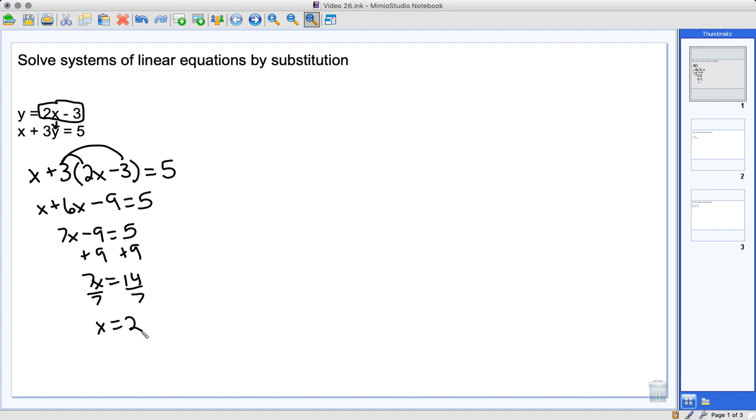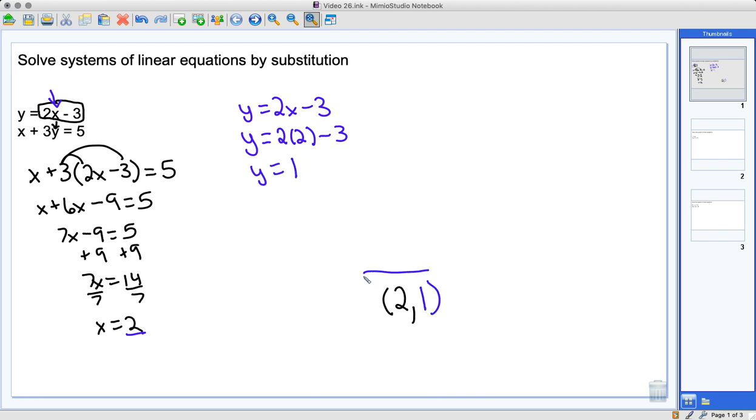x is 2. Remember what I told you from the graphing one, that our answers will always be a point. So I've got the x value of my point. Now I need to find the y value. We're going to take this 2 and go back up into our y equals 2x minus 3 equation, plug it in and solve for y. So y equals 2 times 2 minus 3. So y equals 4 minus 3, which is 1. So then my answer is the point (2, 1).